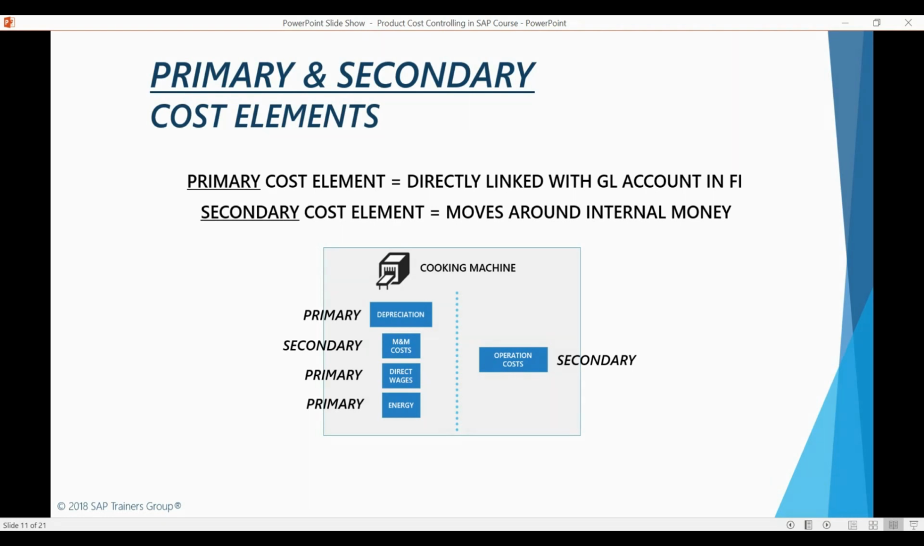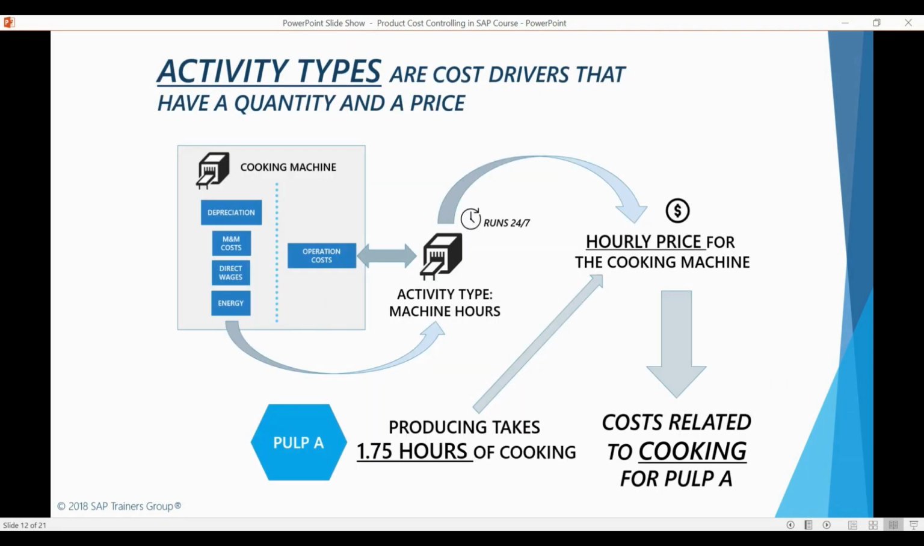In order to answer this question, we first need to introduce activity types. Activity types are cost drivers that are measured in units of time and quantity. Activity types collect costs from cost centers, and the credit side secondary cost elements are linked with them. Our example company is using only one activity type called machine hours.